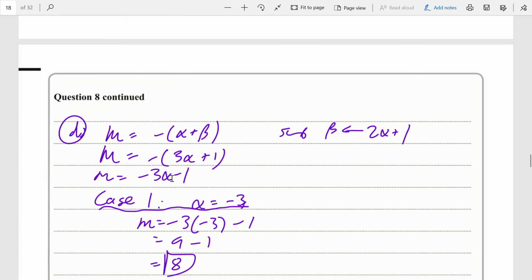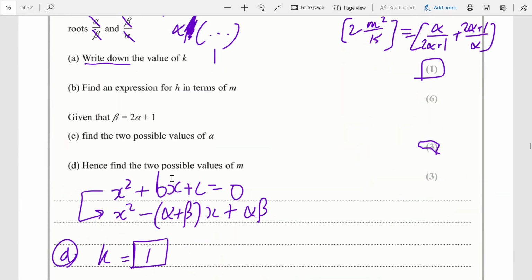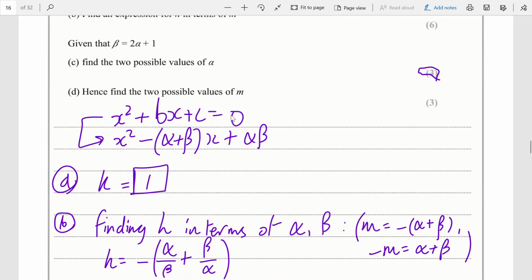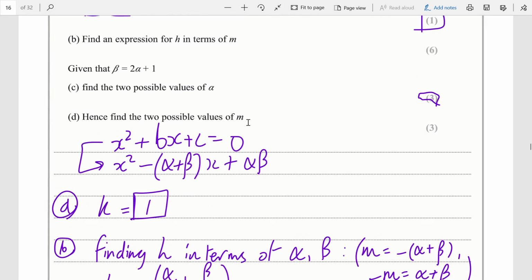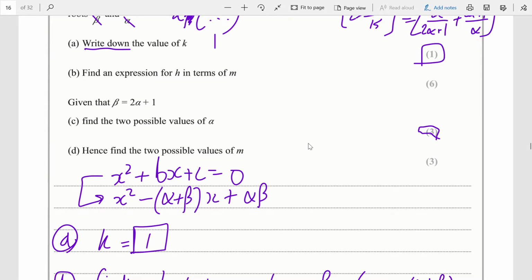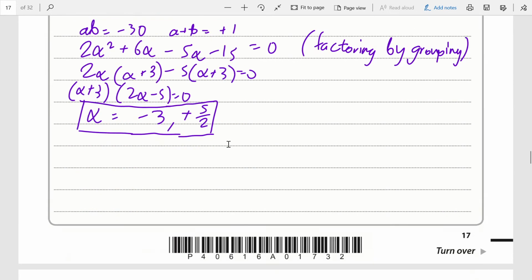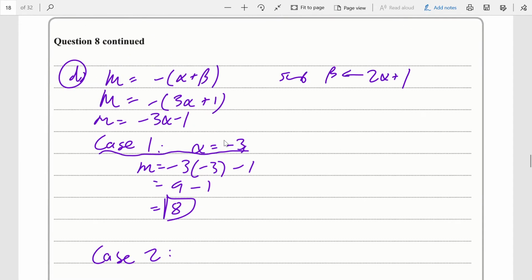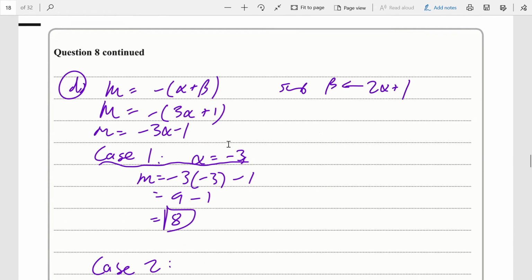What I mean by two cases is that we found two solutions for possible values of alpha. So if m is based off the value of alpha in the fact that it's 3 alpha plus 1, if there are two possible values of alpha, there will be one possible value of m corresponding with each value of alpha that you found. So case 2 would be that alpha is positive 5 over 2.